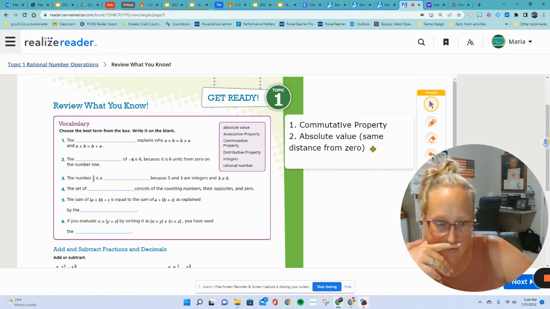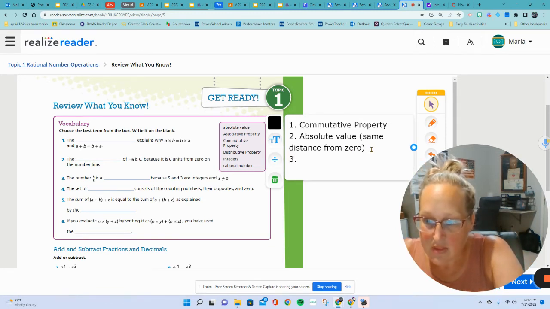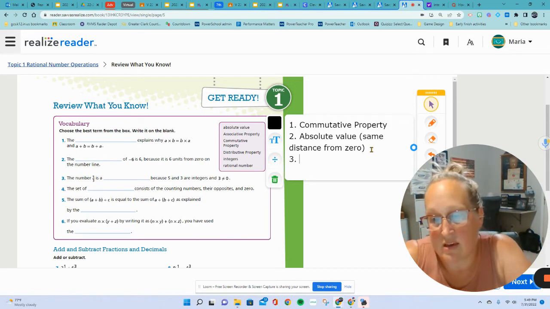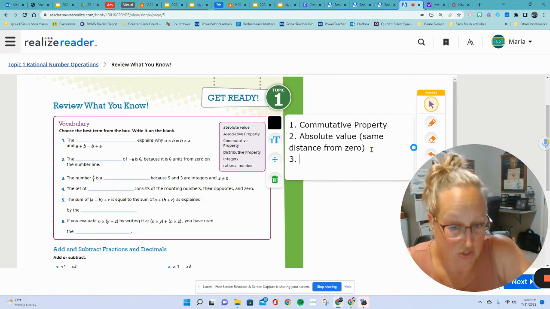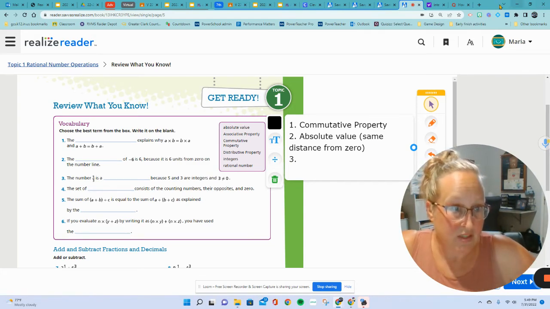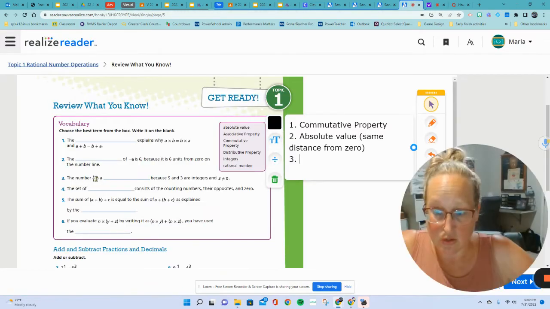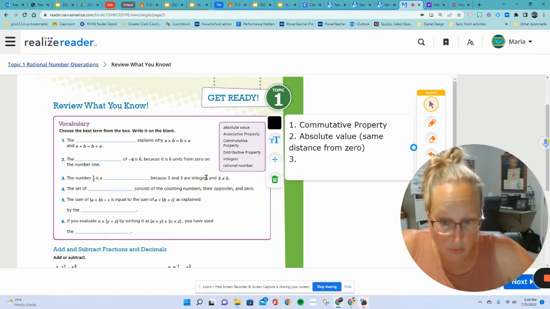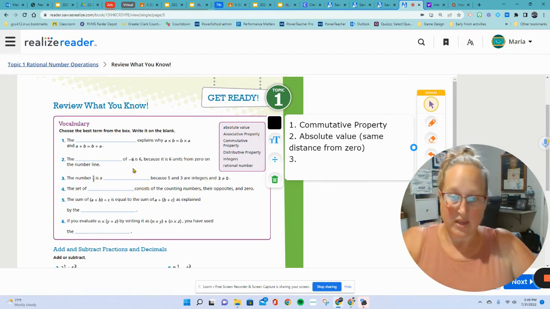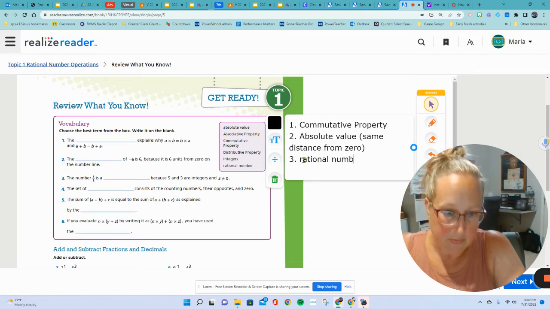So number 2 is absolute value. It's the distance from 0. Number 3. The number 5/3 is a blank because 5 and 3 are integers and 3 does not equal 0. So what I said when I looked up the difference between integers and rational numbers? Well, remember, a rational number can be written as a fraction. So that is a fraction written with both integers, which are 5 and 3. They're both counting numbers. So number 3 means it is a rational number.